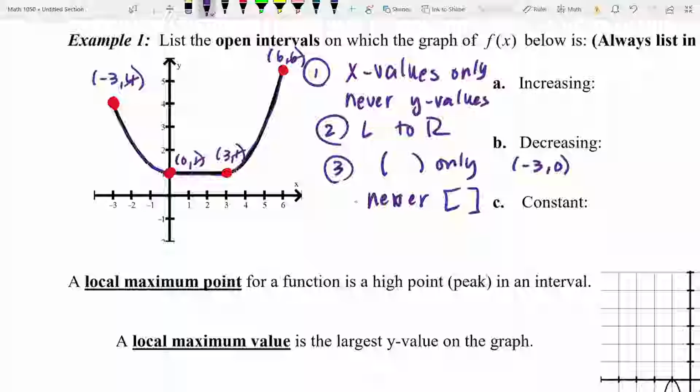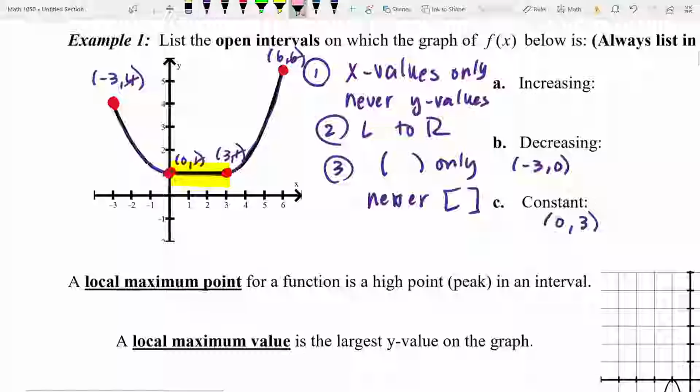And now we're right here at the 0, and I'm traveling to the right. Tell me what's happening here: increasing, decreasing, or constant? Constant. So where does the constant begin? Begins at a 0. Where does it end? It ends at a 3. These are x values.